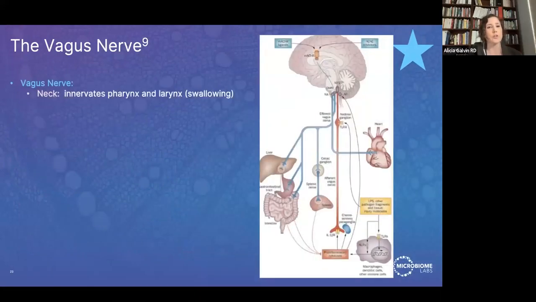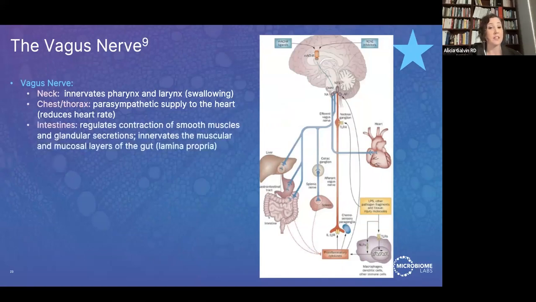So the vagus nerve innervates the pharynx and larynx, so it deals with swallowing. It also helps with reducing heart rate. This is why breath work, if people are stuck in a sympathetic state, is so important, because we can help to shift people into a parasympathetic state, help to calm that heart rate.